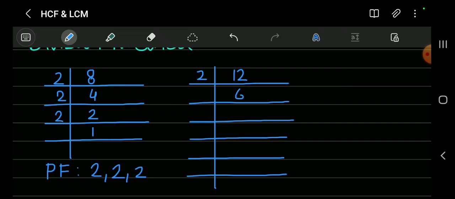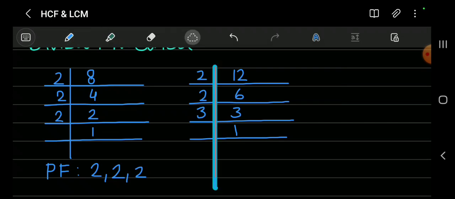2 6s are 12, 2 3s are 6, and then we are left with 3. So 3 is only divisible by 3. So 3 1s are 3. So we got our prime factorization here. Okay, and see what the prime factors are. We get the prime factors here: 2, 2 and 3.